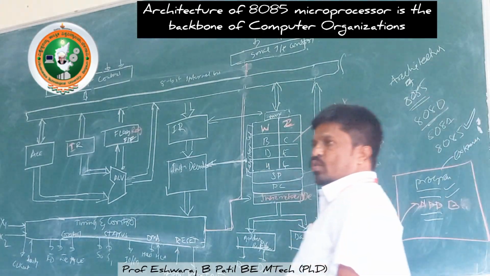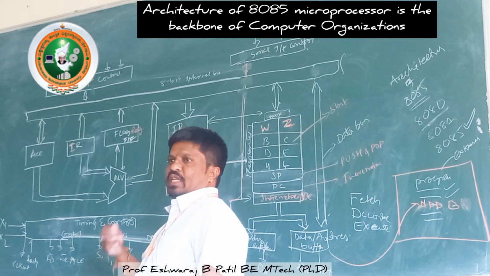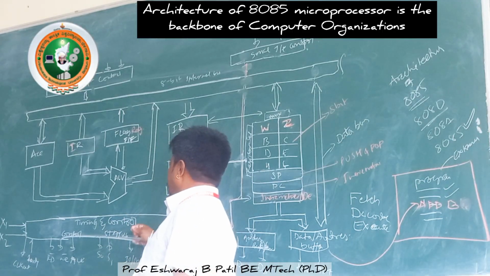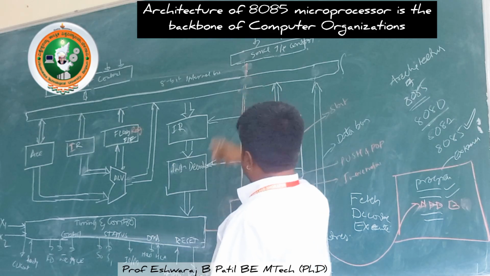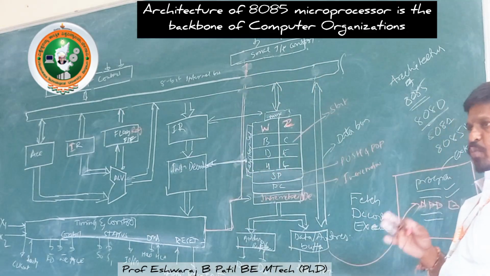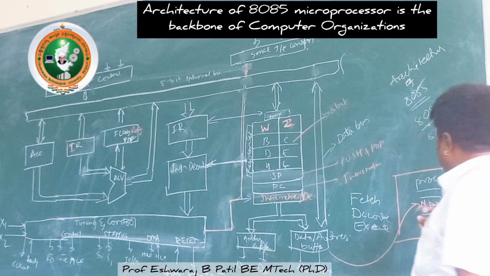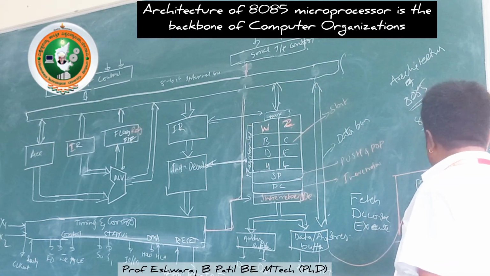Who will send the control signal? First, the timing controller is the boss. From the timing controller, it will say to fetch that particular instruction. Execution of the program started. The first instruction will execute. Fetch. This instruction has to be executed.